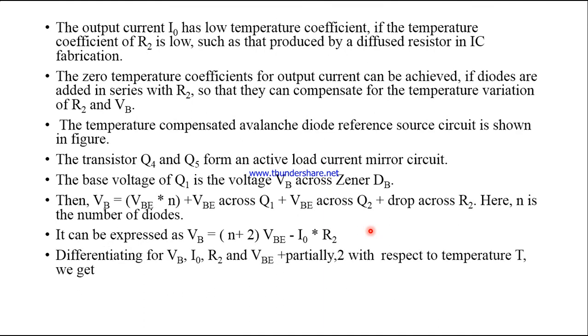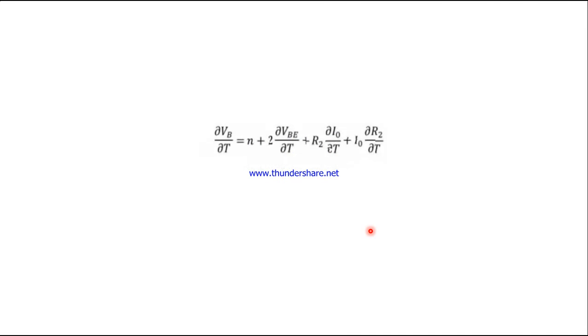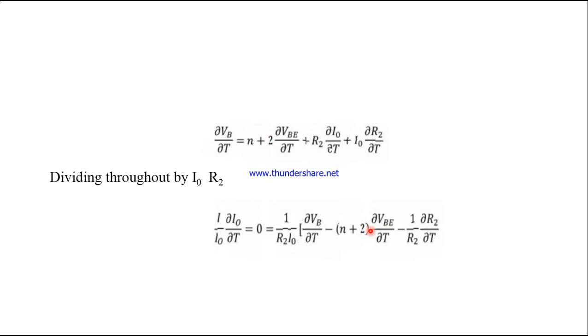When we differentiate VB, I0, R2 and VBE partially with respect to temperature T, we get the equation: dou VB by dou T equal to (N plus 2) into dou VBE divided by dou T plus R2 into dou I0 divided by dou T plus I0 into dou R2 divided by dou T. Dividing throughout the equation by I0 and R2, we get the value for 1 by I0 dou I0 by dou T equal to 1 by R2 I0 into dou VB divided by dou T minus (N plus 2) into dou VBE divided by dou T minus 1 by R2 into dou R2 divided by dou T. Thank you.